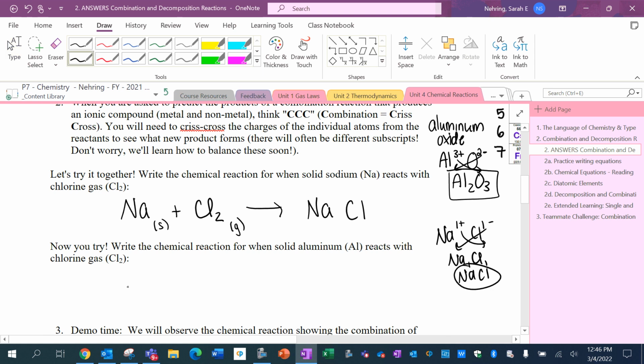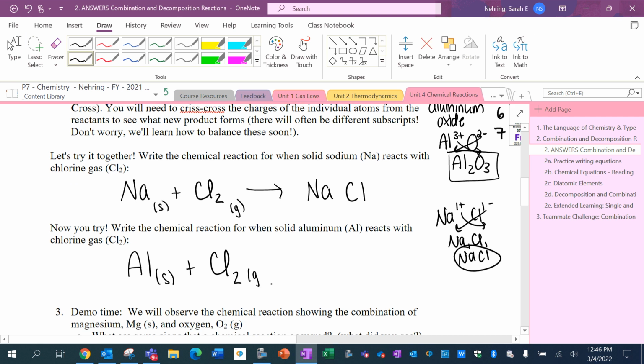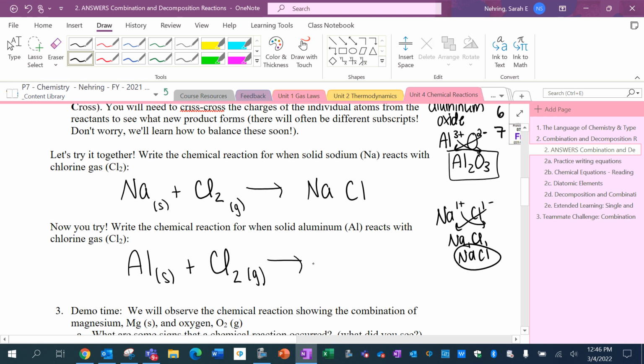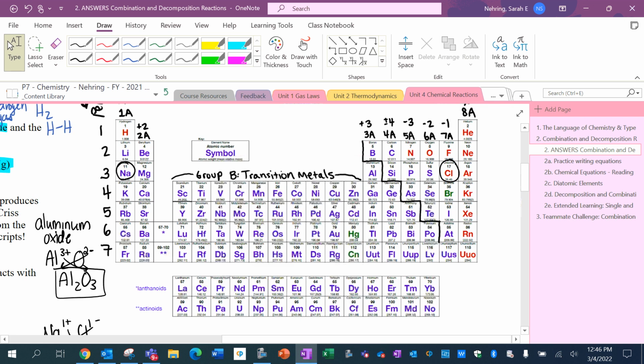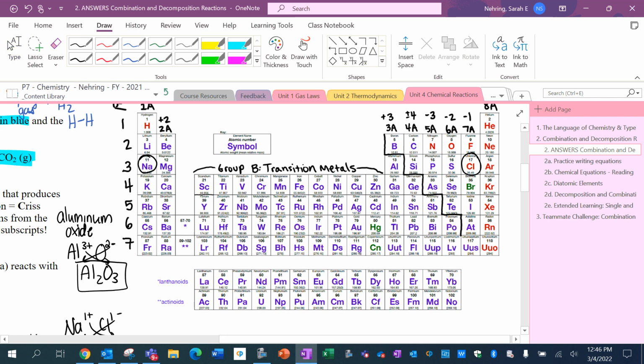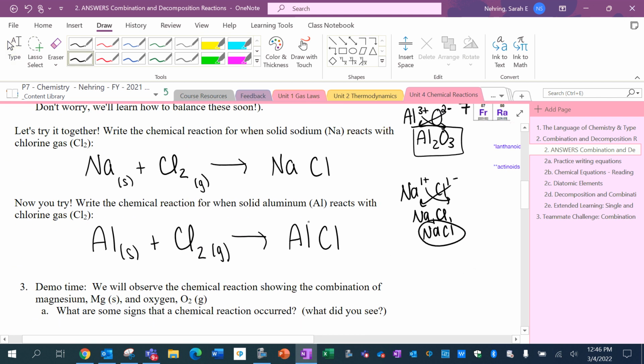All right, so now let's try another one. Let's look at solid aluminum reacting with chlorine gas. All right, so it's going to combine and form a product. The product is going to be aluminum and chlorine coming together. So I'm going to look over here at my periodic table to find the charge of these ions. Aluminum makes a +3 ion, chloride makes a -1 ion.